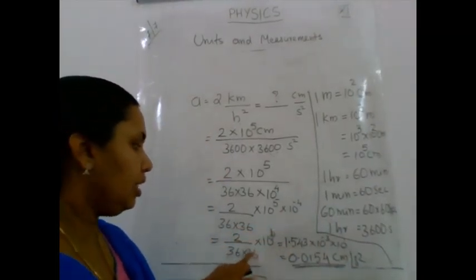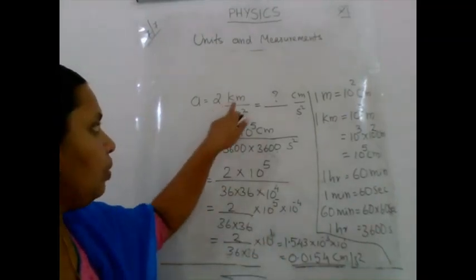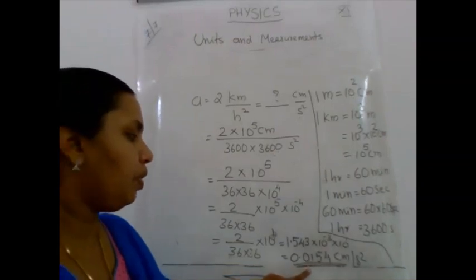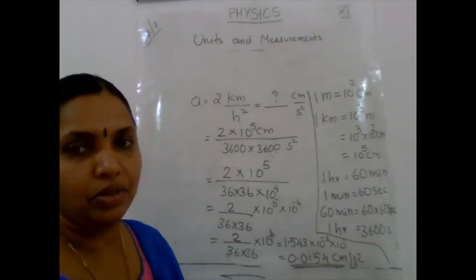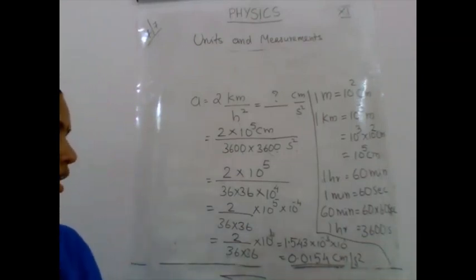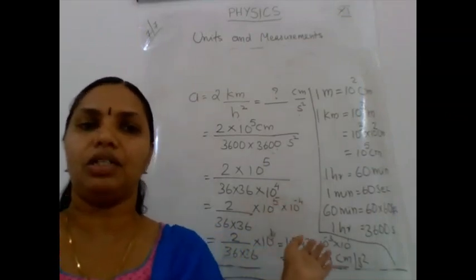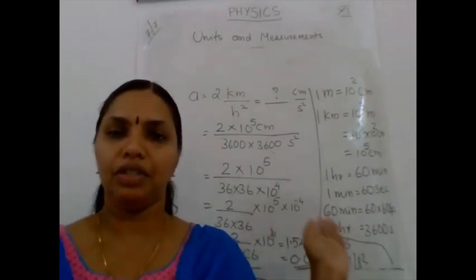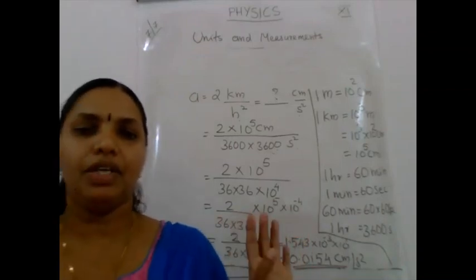Next step, it is only the division and the multiplication. So 2 kilometer per hour is equal to 0.0154 centimeter per second square. Okay, so this is the example. The homework question which I gave is based on this. So just do the conversion and substitute it and simplify. You will get the answer. Okay, it is very easy.